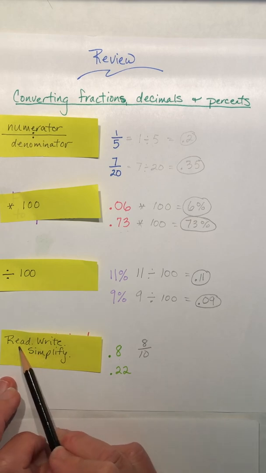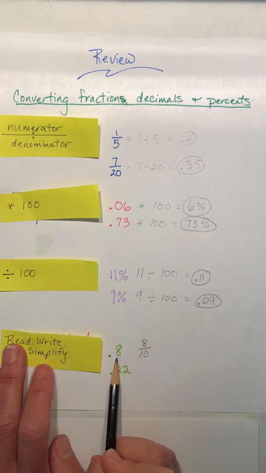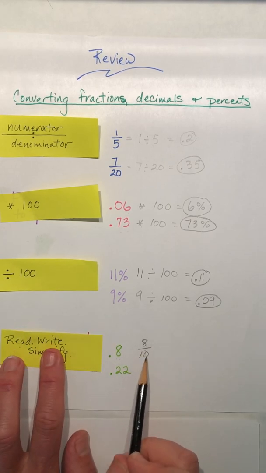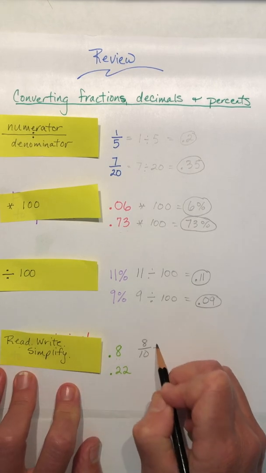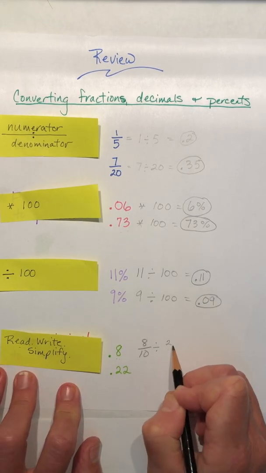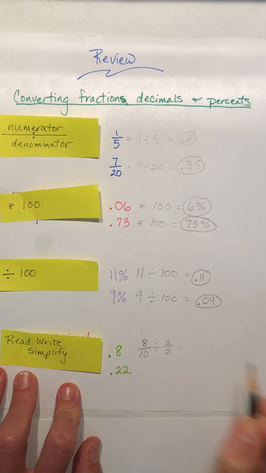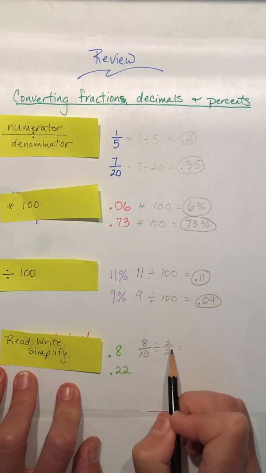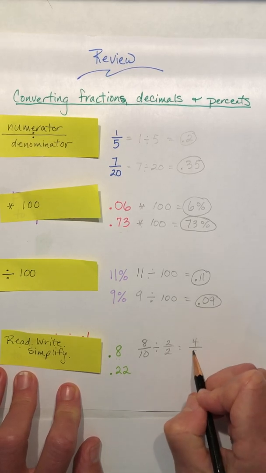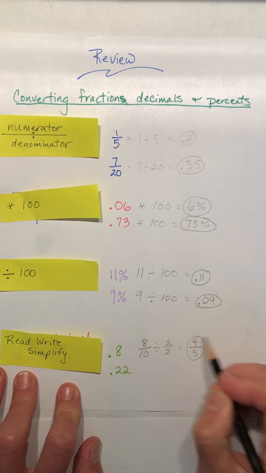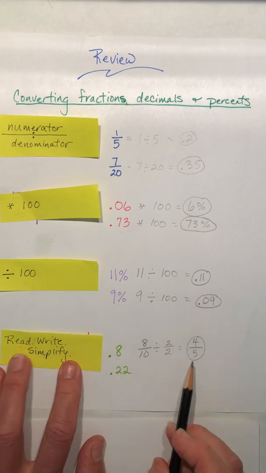So I did the read, right? I read this aloud as 8/10. I wrote what I heard myself say, and now I'm ready to simplify. Top and bottom are both even numbers, so I know they're both divisible by 2. 8 divided by 2 is 4. 10 divided by 2 is 5. So 8/10 as a fraction is 4/5.